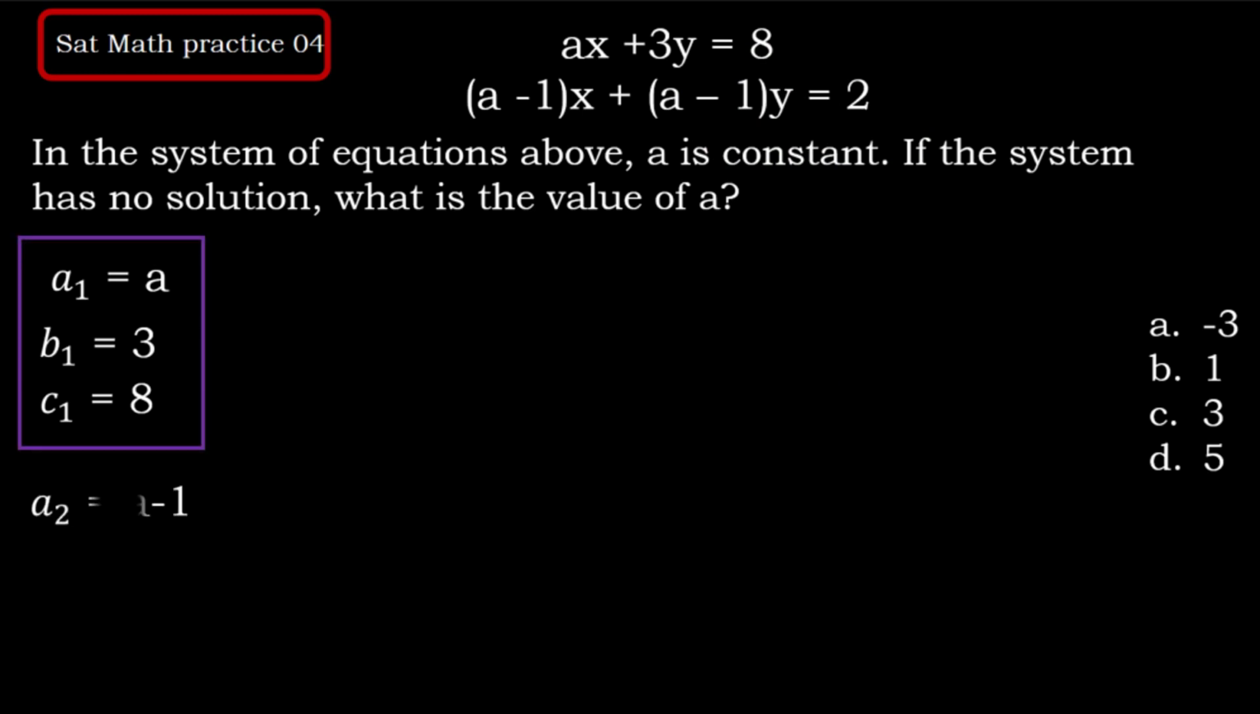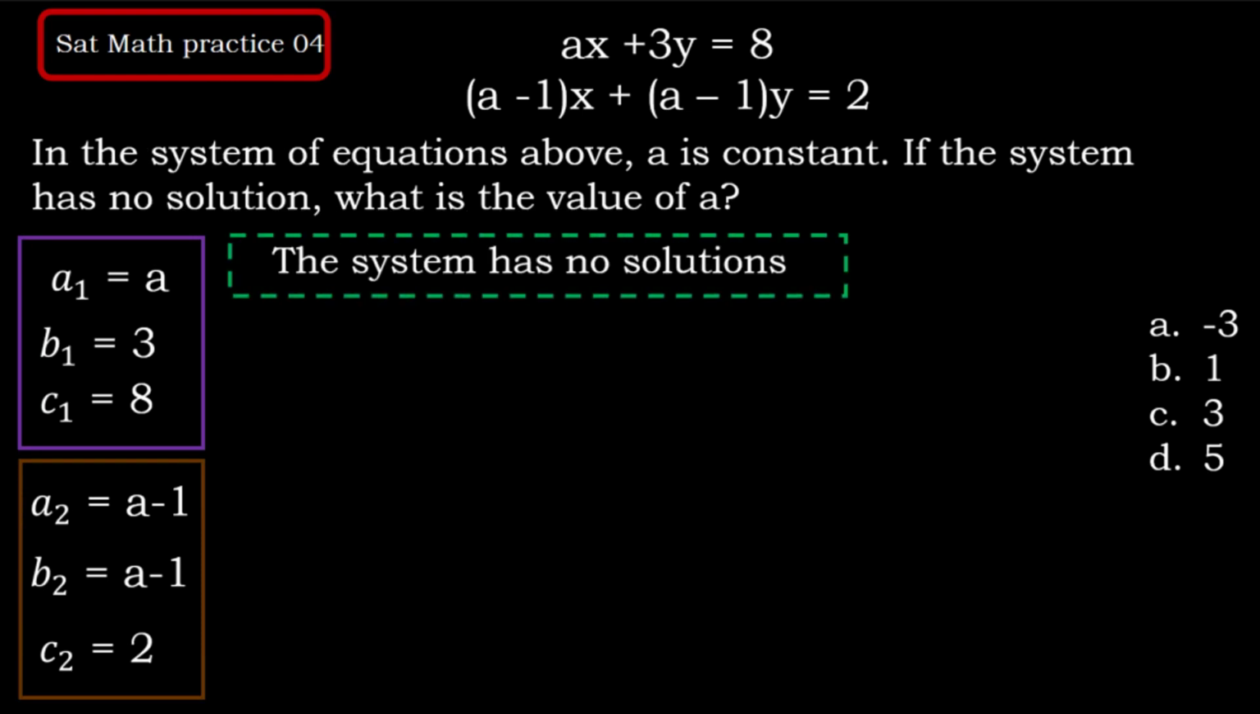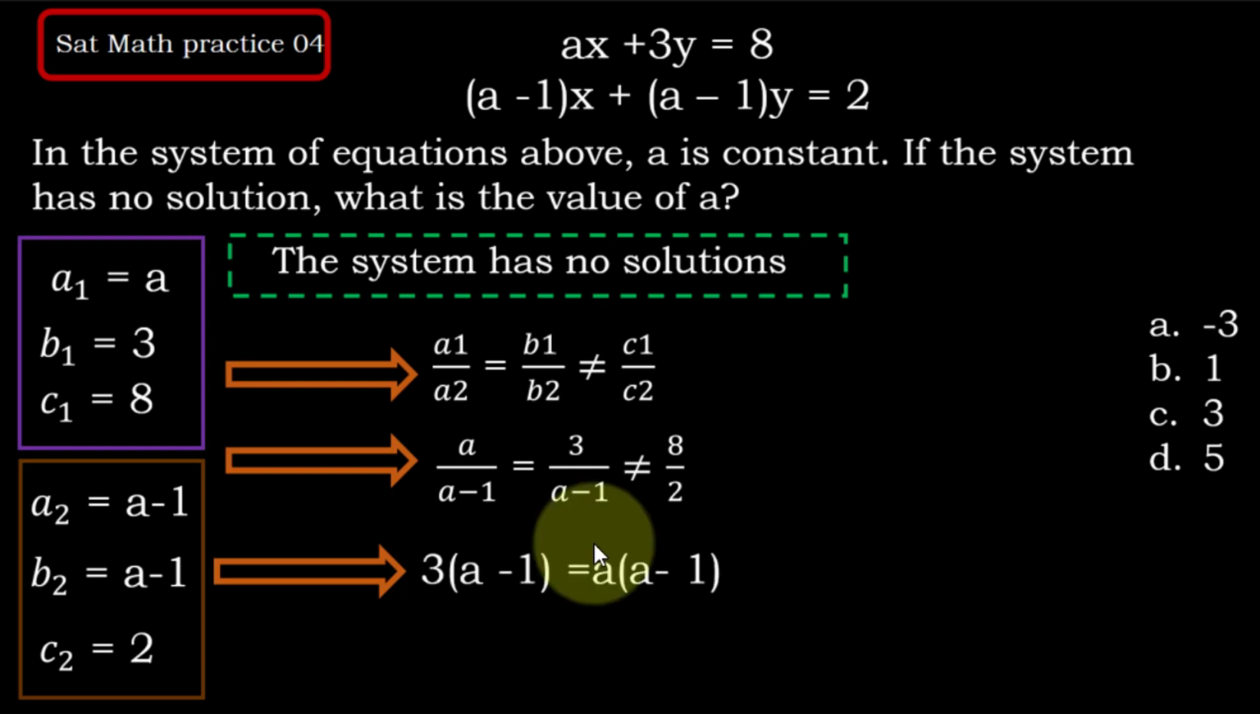Now we write the condition for the second equation, and since the system has no solution, a sub 1 over a sub 2 equals b sub 1 over b sub 2, which is not equal to the ratio between the two constants. Now plug in the numbers: a, 3 and 8, and a minus 1, a minus 1 and 2. We can deduce from the first ratio and the second ratio that a times (a minus 1) equals 3 times (a minus 1).